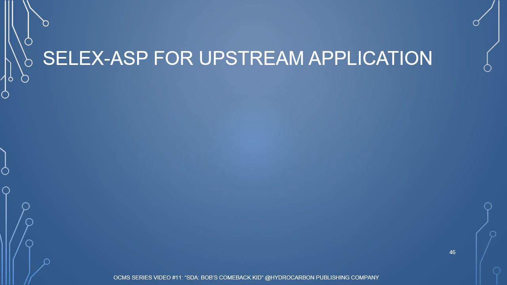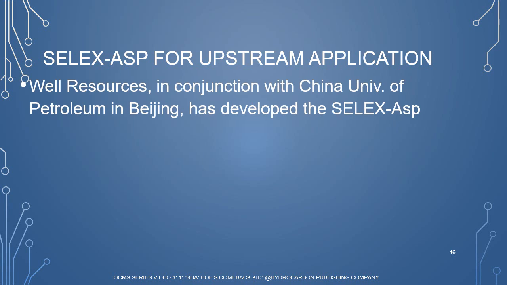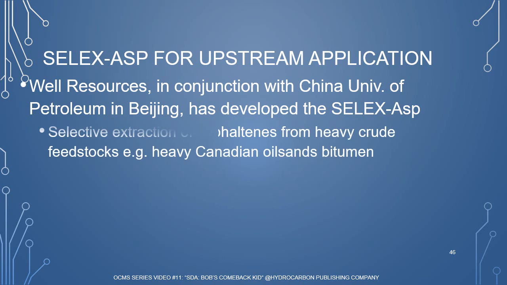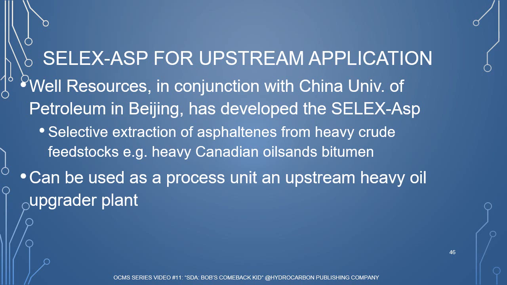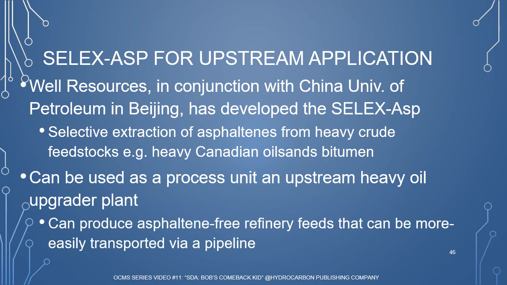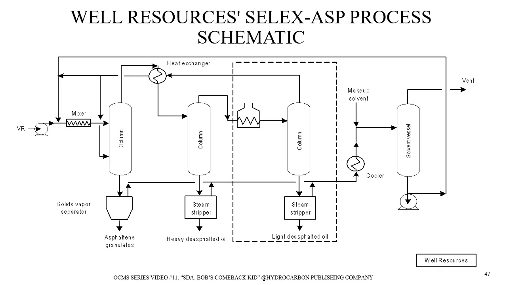Well Resources, in conjunction with the China University of Petroleum in Beijing, has developed the SELEX process for selective extraction of asphaltenes from heavy crude feedstocks, such as Canadian oil sands bitumen. The selective deasphalting process is suitable as a process unit in an upstream heavy oil upgrader plant to produce asphaltene-free refinery feeds. These asphaltene-free feeds can be more easily transported via a pipeline. Here is a process diagram of Well Resources' SELEX process for selective extraction of asphaltenes from heavy crude feedstocks.